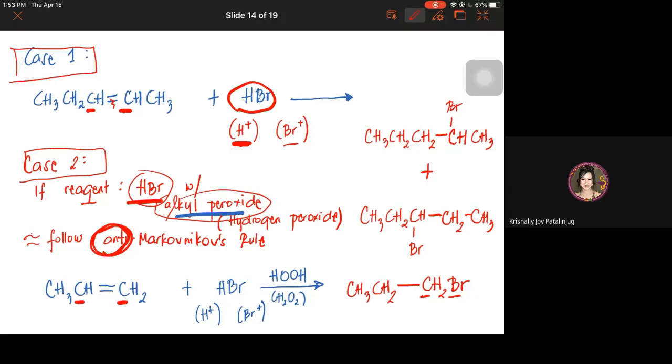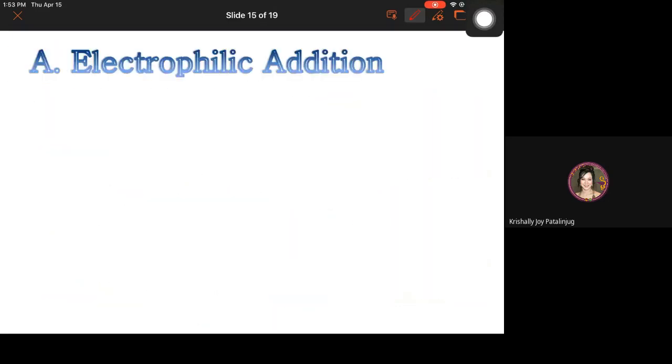Now, if dili ma-apply ang Markovnikov's rule, kasi nga the same ang degree of substitution of hydrogen in both double bond carbons, then you will produce a mixture, no? Mixture of products. You have to provide the mixture of products. So that is all about hydrohalogenation. Okay, let's proceed to hydration.